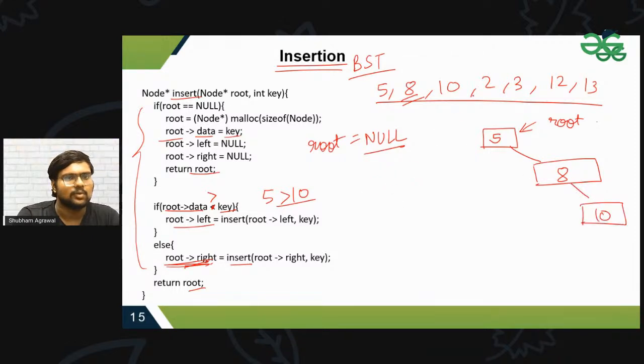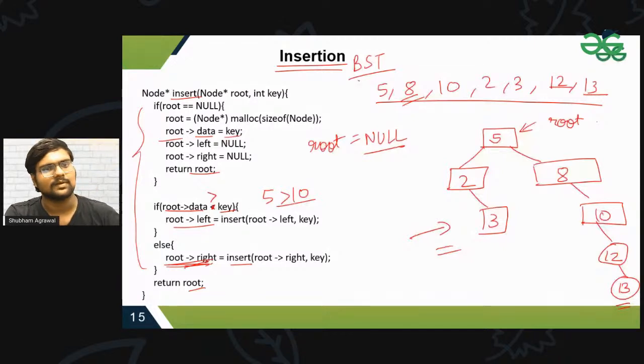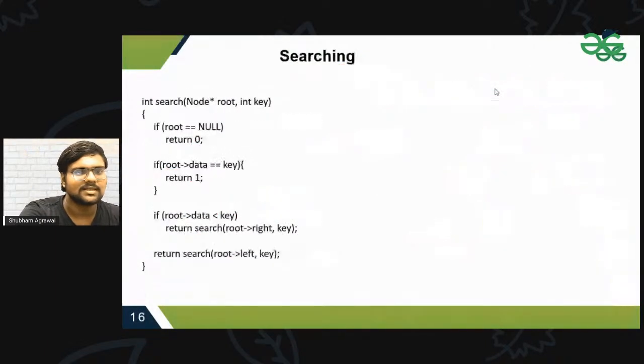Now when we insert 2, 2 is less than 5, so 2 will come here and we will insert it here. Then 3, so 3 will come here, 5, 2 and 3. Then we have 12, so 12 will come at the last. Then we have 13, so 13 will come at the right of 12. So in this way the insertion works in a BST. Here we have inserted 5, 8, 10, 2, 3, 12, 13.